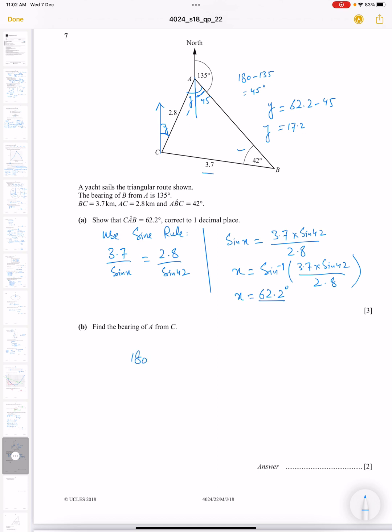You can do this working over here. So this is the bearing, 17.2, or 017.2, both ways it's fine.